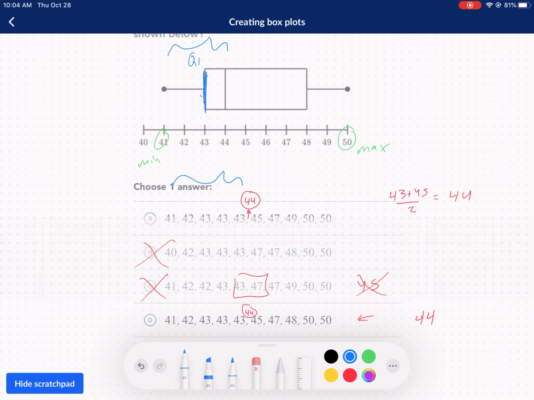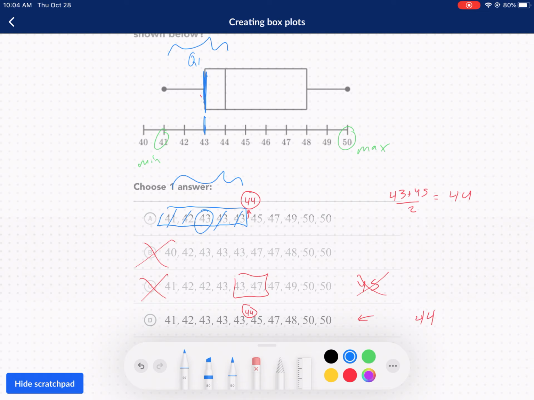So I need to find the median of this first half of the data. I'm going to put a box around it. I just start at my median and I go to the left of it. I don't include my median here. Now I'm just trying to find the median of this first half of the data. So I'm going to cross off right, left, and I'll land on 43. That's what my Q1 actually is.